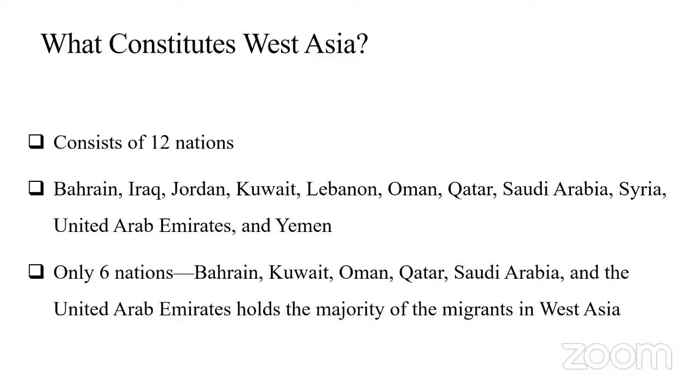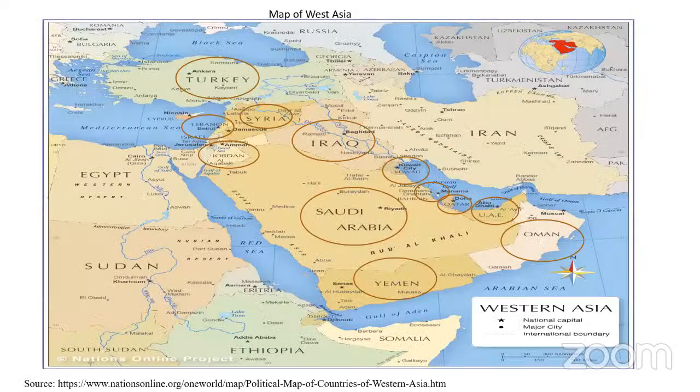So let me begin with what constitutes West Asia. There are 12 nations that make up the West Asian countries. They are Bahrain, Iraq, Jordan, Kuwait, Lebanon, Oman, Qatar, Saudi Arabia, Syria, United Arab Emirates, and Yemen. Please have a look at the map. I have encircled these 12 nations. Out of these 12 nations, only 6 nations, that is Bahrain, Kuwait, Oman, Qatar, Saudi Arabia, and the United Arab Emirates hold the majority of the migrants in West Asia. These nations collectively make up the Gulf Cooperation Council.